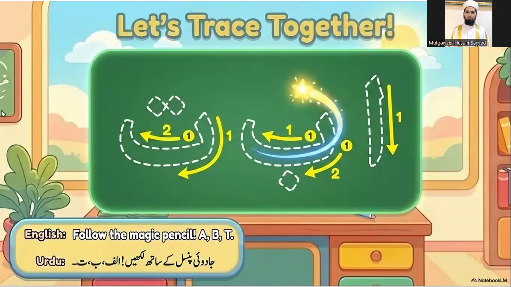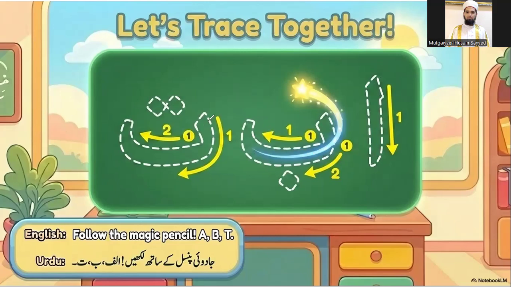So let's try to trace these letters together. The first letter is Alif. So how to draw it? You just pick a magic pencil and start from the top and trace it down, and it becomes Alif. Then you have Ba. You just start from the right, take a left turn, move forward, and go a little bit up, okay? And then give a small dot at the bottom. So it becomes Ba.